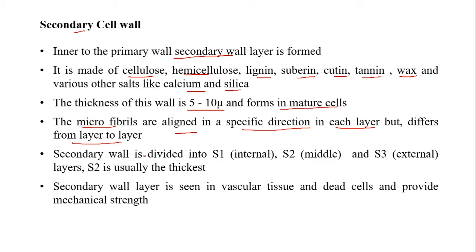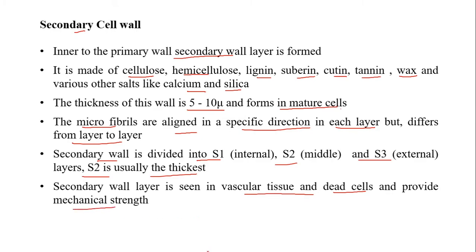The secondary wall is not as simple as the primary wall. It is further divided into 3 layers, S1, S2 and S3 layers. Of these 3 layers, the S2 layer is considered to be the thickest of all. The secondary wall is found in the dead cells of the vascular tissue and they provide mechanical strength.